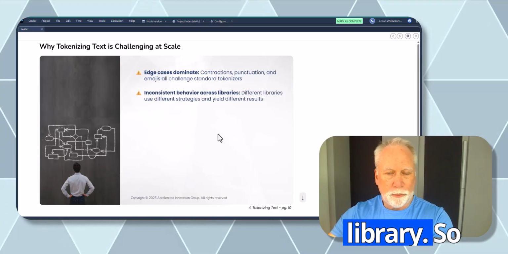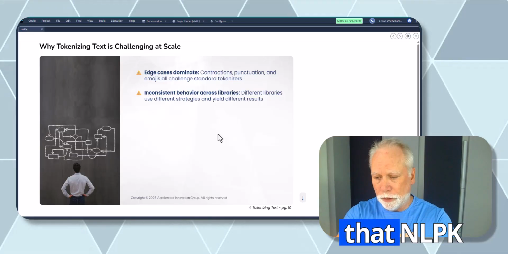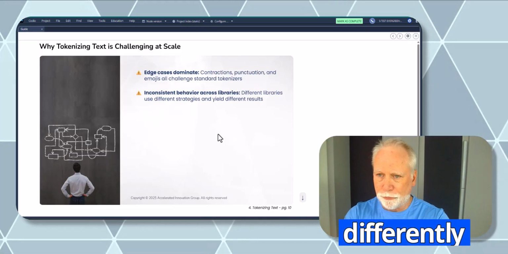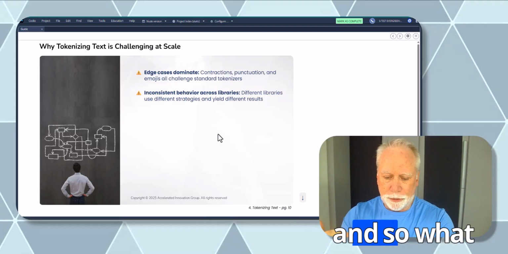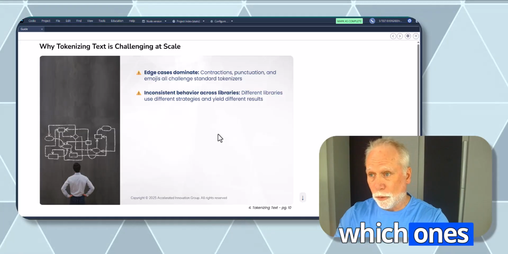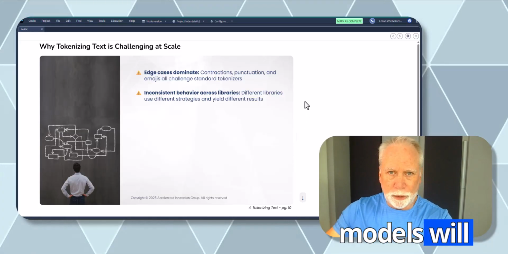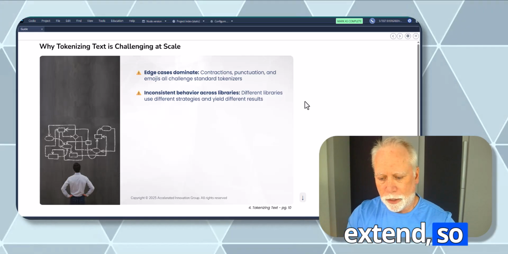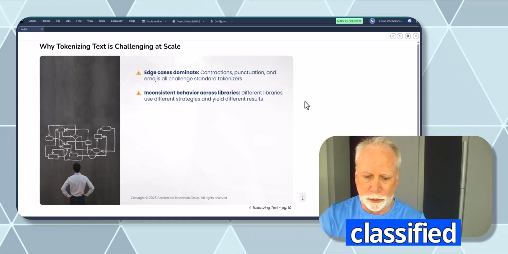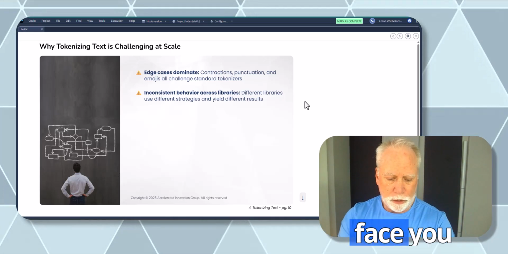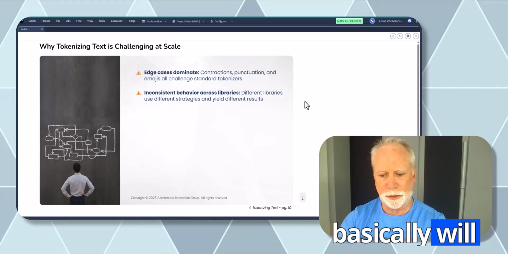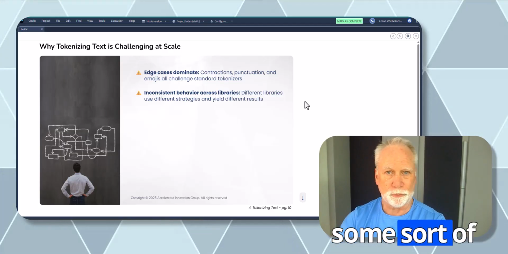Inconsistent behavior across the library. So what happens is that NLTK may work differently than spaCy. And so what you have to do is figure out which one's best for you. Also, a lot of the models will allow you to extend it. So for example, when we talk about classifiers later, spaCy will allow you to build custom classifiers.